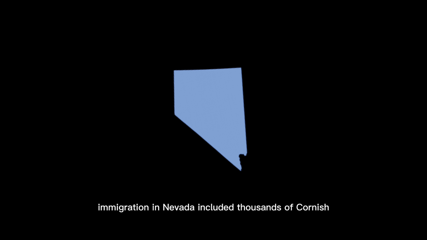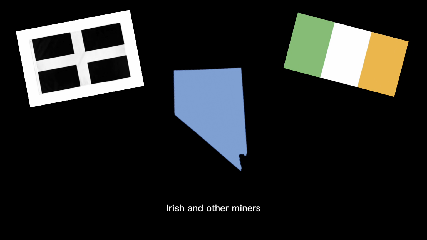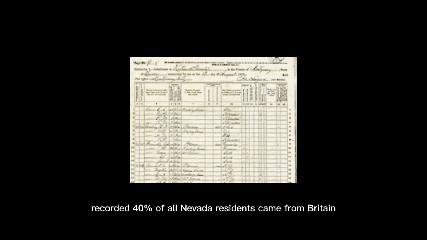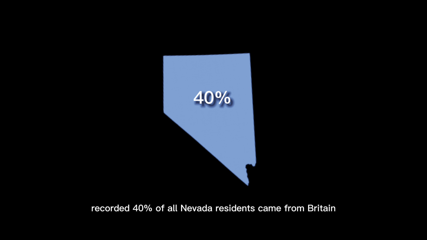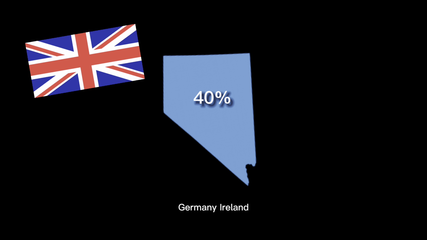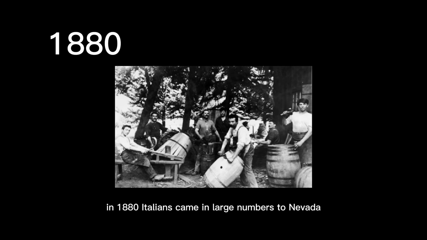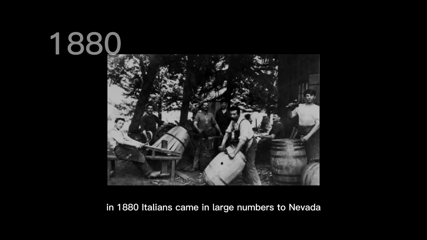Immigration in Nevada included thousands of Cornish, Irish, and other miners that came into the state during the mining time. These immigrants most likely came from California in hopes of striking it rich in the mining industry. Nevada's census of 1870 recorded 40% of all Nevada residents came from Britain, Germany, Ireland, China, and Canada. In 1880, Italians came in large numbers to Nevada.